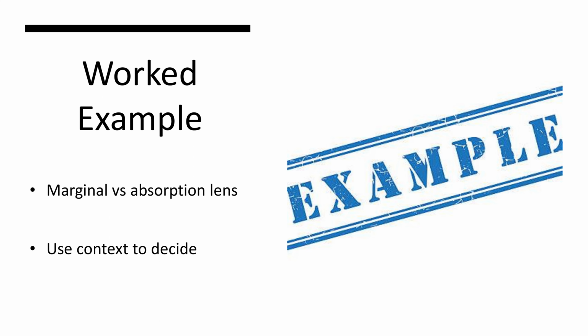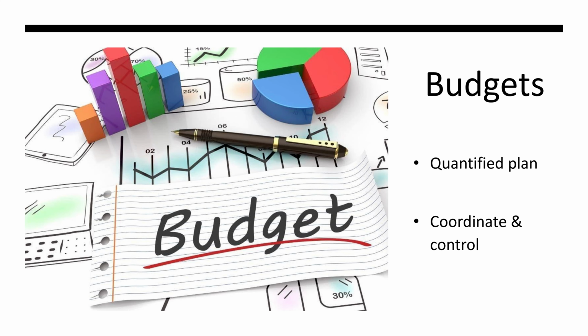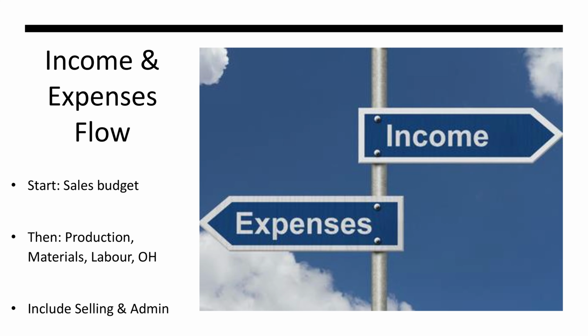Let's take a look. A budget is a quantified plan for a period. I use it to set expectations, coordinate departments, and hold all of us accountable to achievable targets. I keep the structure simple and logical so that my team can follow it without a finance degree. Now let's begin with income and expenses.